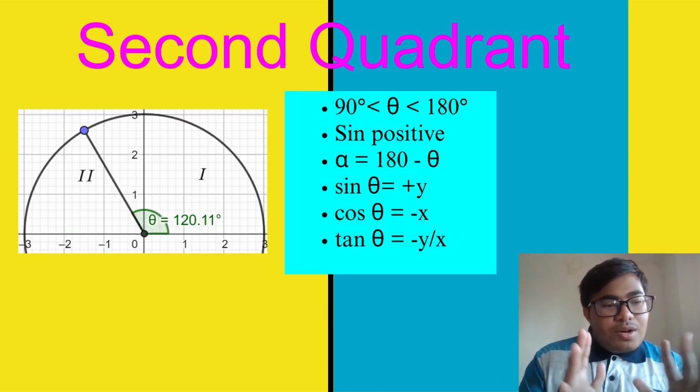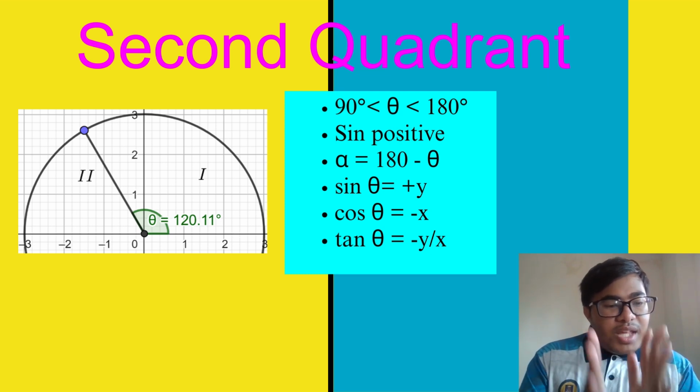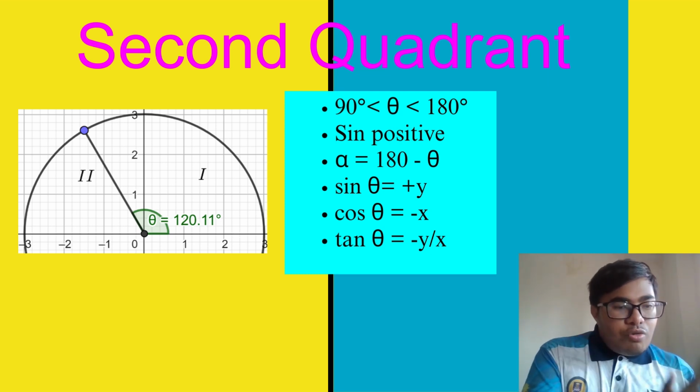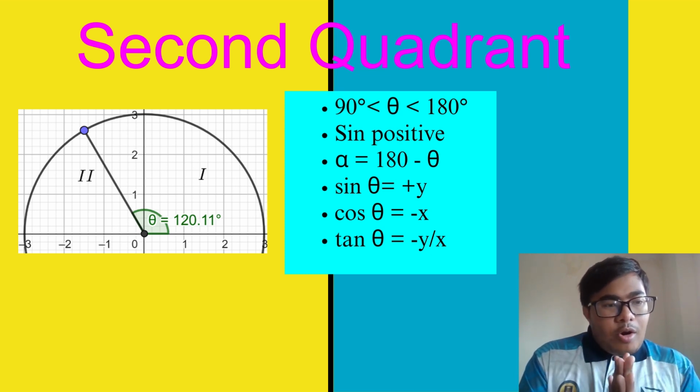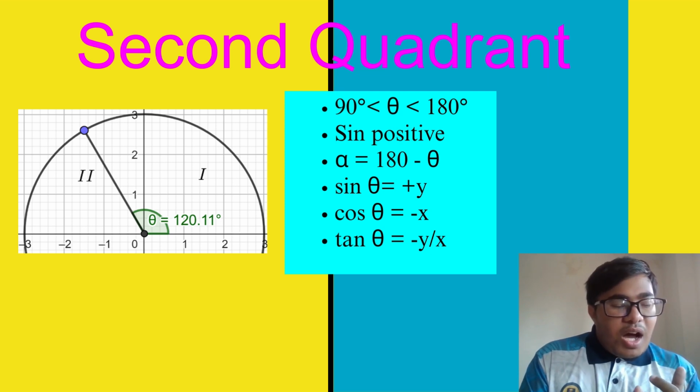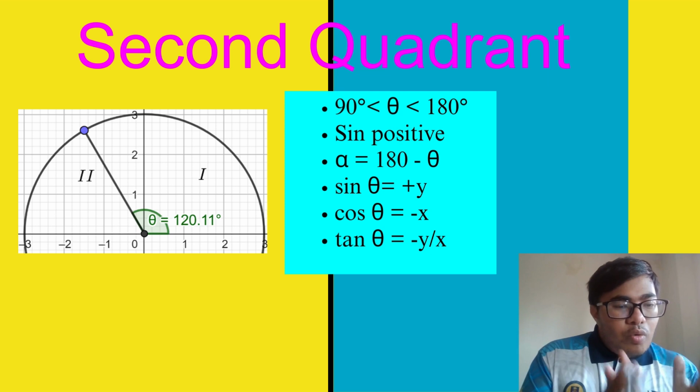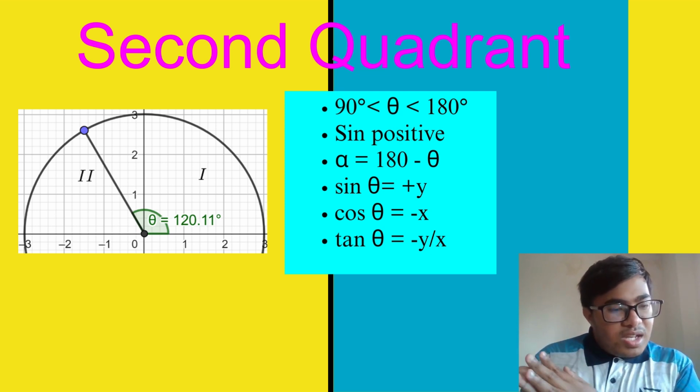Next is the second quadrant. In the second quadrant, the theta is from 90 degrees to 180 degrees. In this quadrant, only sine values are positive, cos and tan values are negative, and the reference angle is equal to 180 minus the theta given.